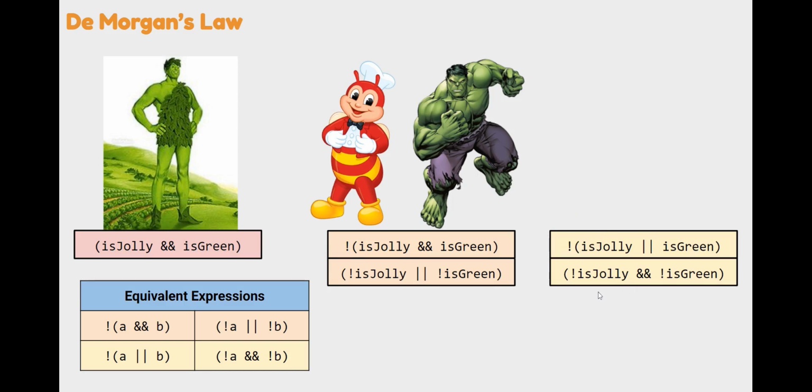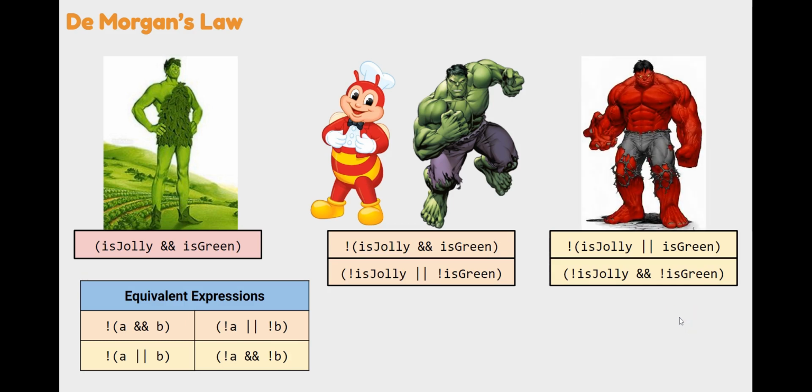Looking at our last two equivalent expressions, we have not (jolly or green). That is the same thing as saying that you are not jolly and you are also not green. If we were to think of someone to make these Boolean expressions evaluate to true, we could imagine the Red Hulk. The Red Hulk is not jolly and the Red Hulk is also not green.